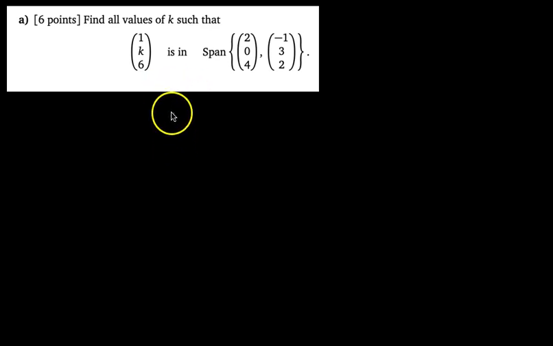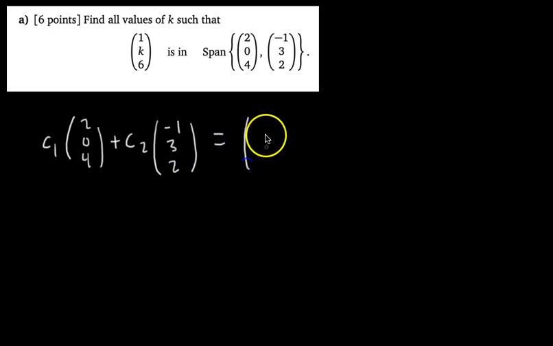Okay, here's a problem from a past midterm. We want to find all the values k such that the vector (1, k, 6) is in the span of these two given vectors. What does it mean to have a vector be in the span of these two vectors? It means you can write that vector as a linear combination of (2, 0, 4) and (-1, 3, 2). So what would that look like, writing (1, k, 6) as a linear combination of these two vectors?